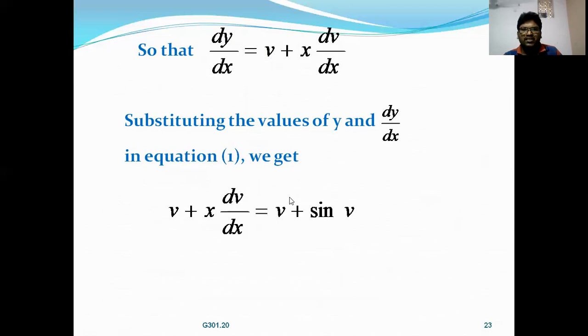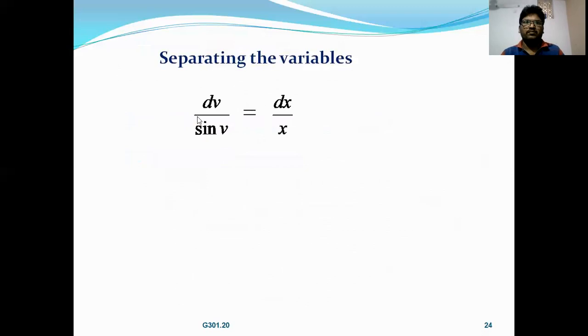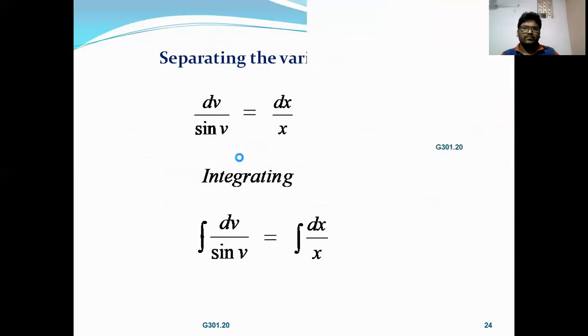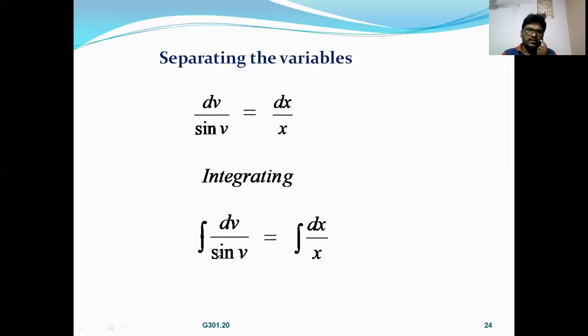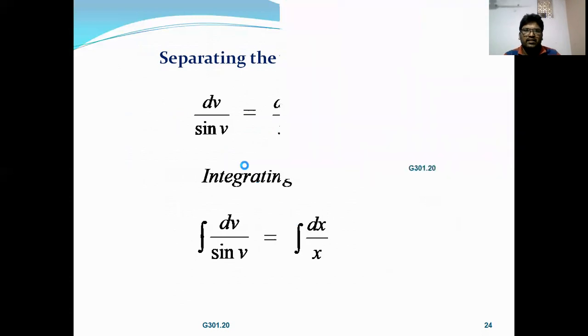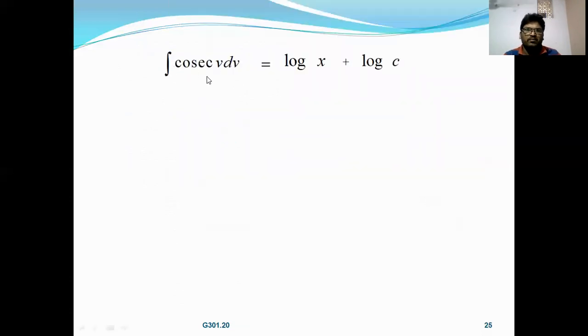On both sides the v term is the same, so cancel the v term. Then you will get x dv by dx is equal to sin v. Separating the variables, you will get dv by sin v is equal to dx by x. It is ready to integrate. So integration of dv by sin v is equal to integration of dx by x. Now 1 by sin v can be written as cosec v into dv. It is ready to integrate now.